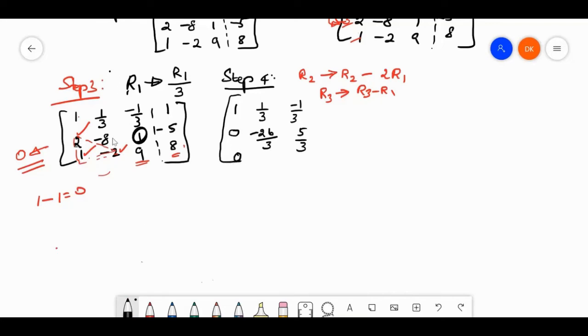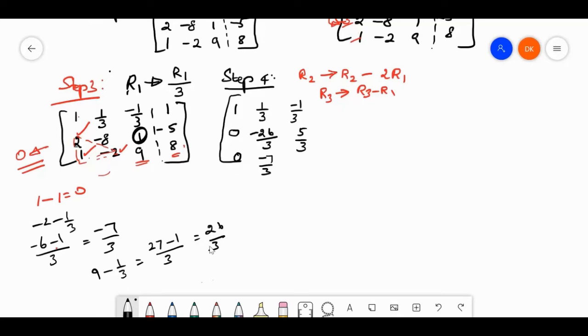So I can put it is 0 here. Okay, so then minus 2 minus 1 by 3. So minus 2 minus 1 by 3. You take 3 LCM. So minus 6 minus 1 is equal to minus 7 divided by 3. Okay, so then here minus 7 divided by 3. Okay, and here so 9 minus 1 by 3. 9 minus 1 by 3, that is equal to 3 LCM. 3 into 9, 27 minus 1. So 26 divided by 3.